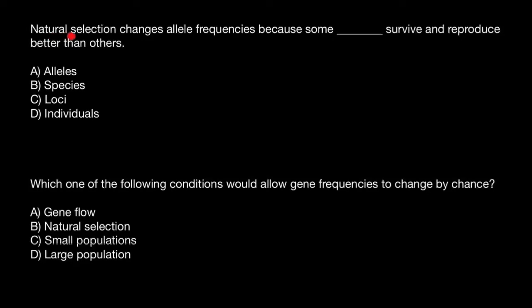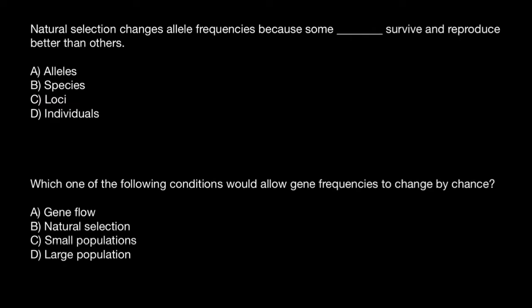And the first question: natural selection changes allelic frequencies because some blank survive and reproduce better than others. Answer A: alleles, and C: loci. We can ignore these because alleles and loci cannot survive and reproduce by themselves. So we have to choose between answer B: species and D: individuals.